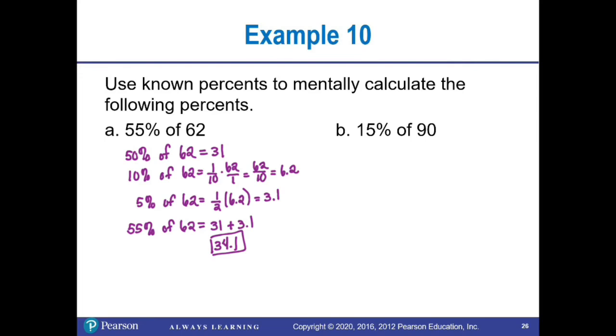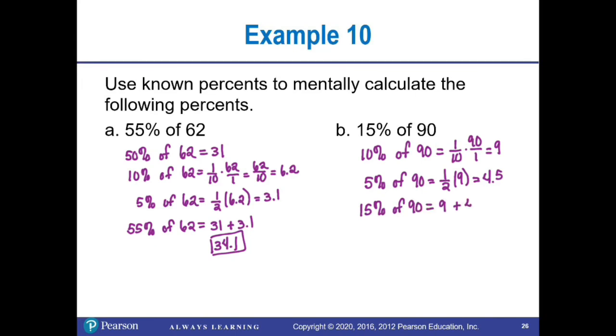Let's look at part B. 15% of 90. Well, 10% of 90, that's 1/10 of 90, which is 9. Next, let's find 5% of 90. Well, 5% of 90, that's half of 10%, so half of 9 is 4.5. Add these two numbers together, 9 plus 4.5, that gives us 13.5.